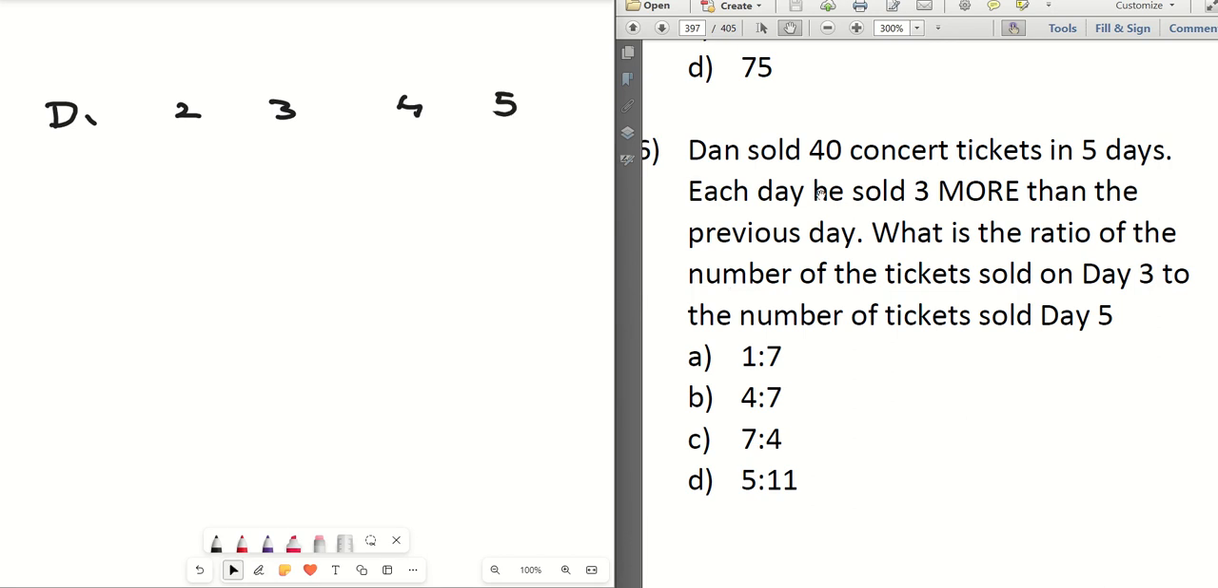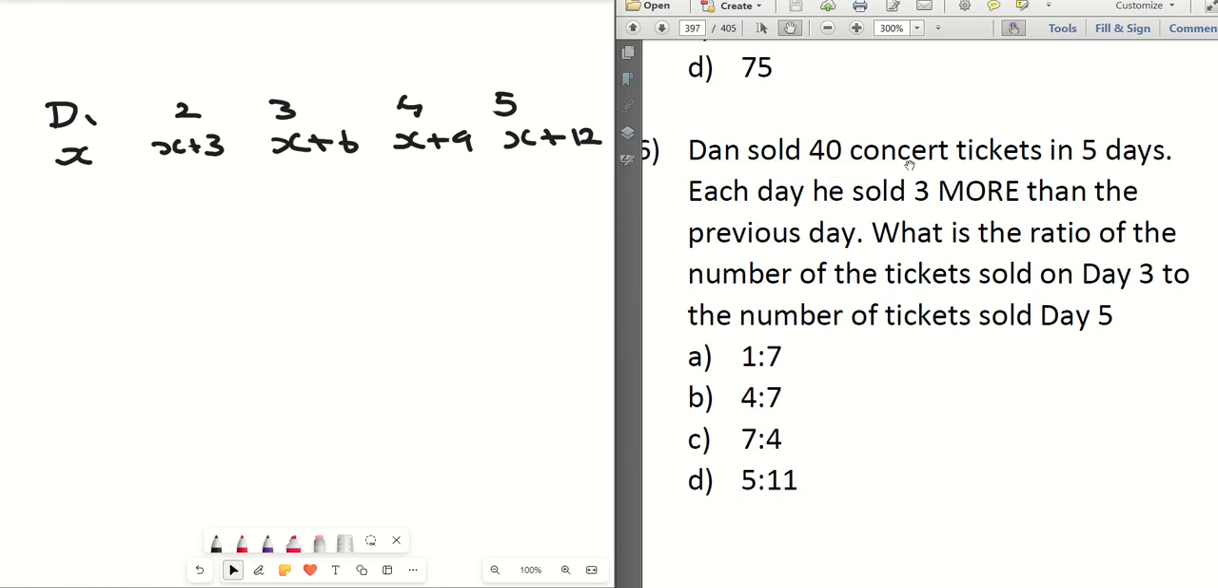That's the days. Now we don't know how much he sold on the first day, so we'll just put x. All we know is the next day is 3 tickets more. So day 2 would be x plus 3, right? Day 3 would be x plus, well, 3 plus 3 is 6, so it's x plus 6. X plus 6 plus 3 is 9. And then this would be x plus 9 plus 3 is 12. So these are your algebraic terms for all the days, right?